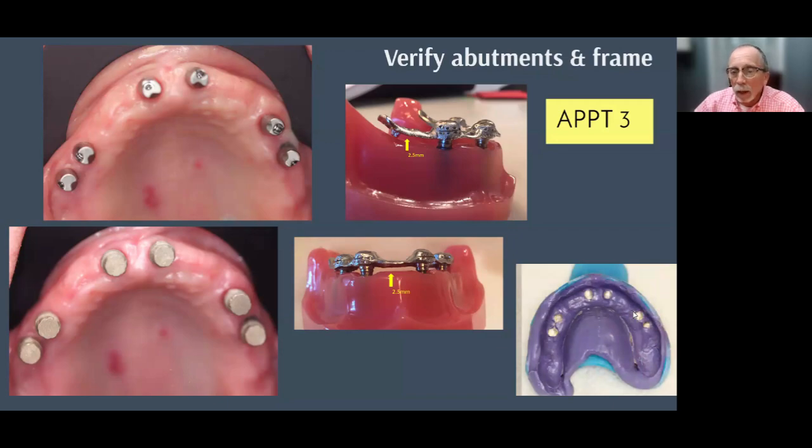If the tissue had changed a lot between appointments, then we just pick up that metal framework in the impression, so we have that new tissue data.